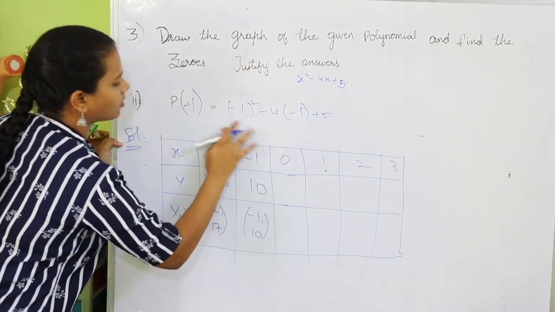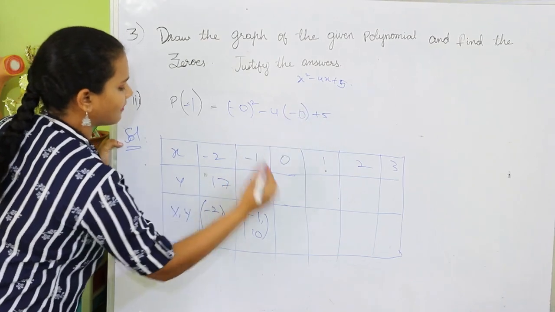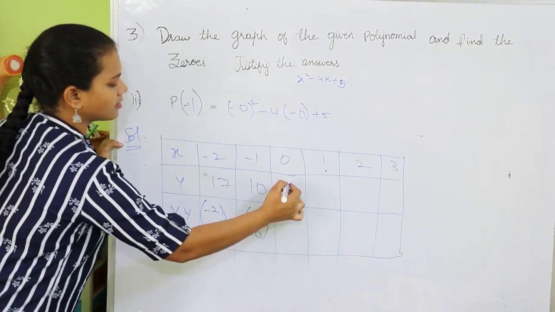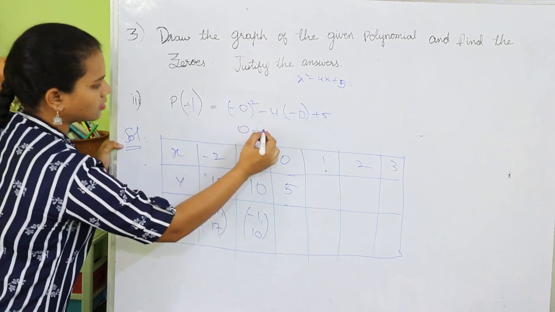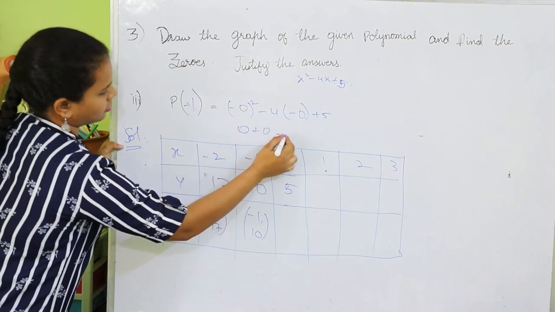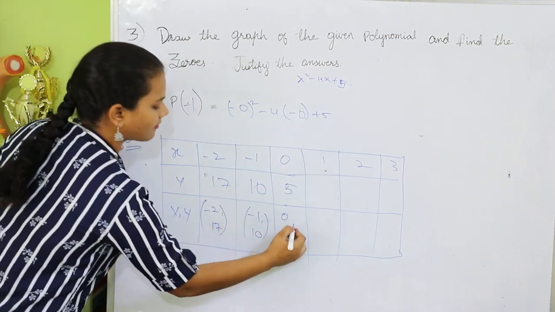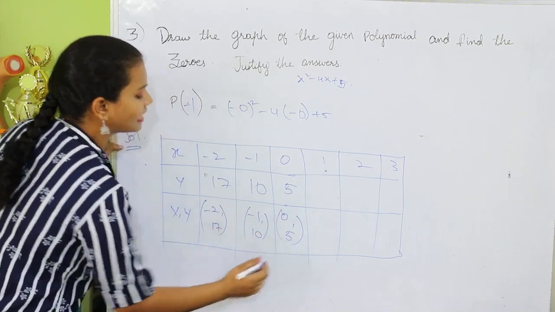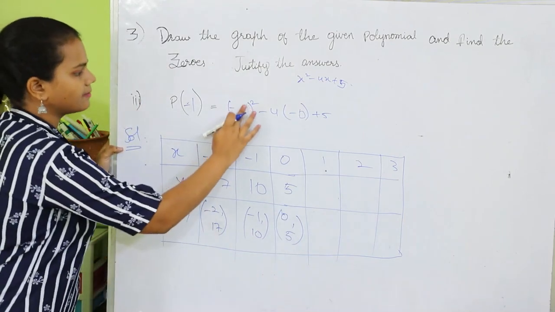If I place 0, then what would be the value, guys? The value will be 5. Let it be 0 plus 5, it means 5. So 0 comma 5, where y value is 5. Now let me go for the next one.